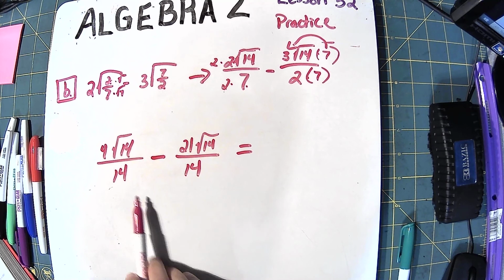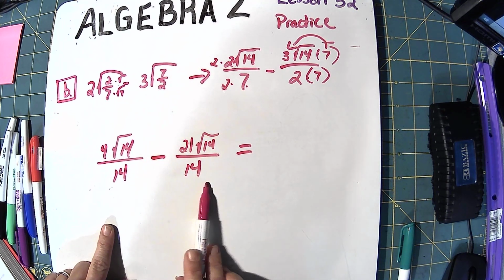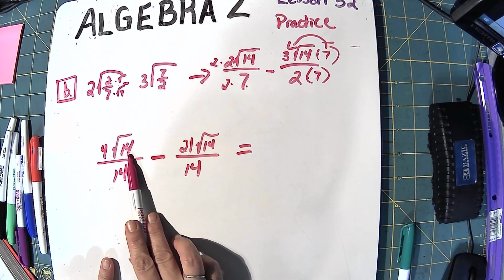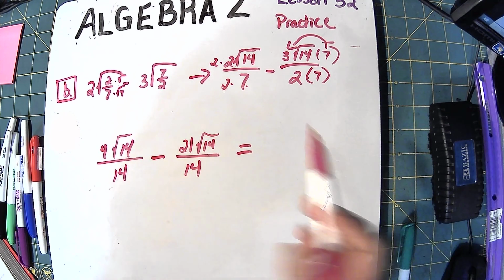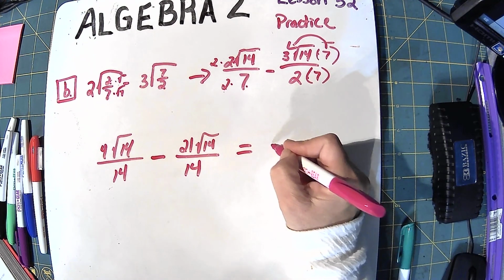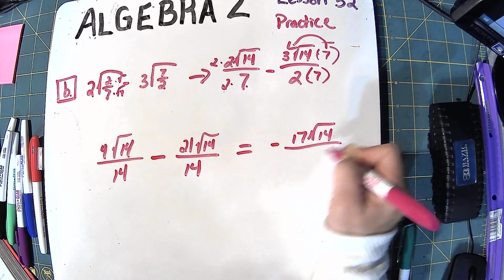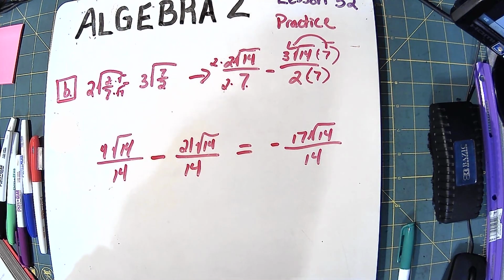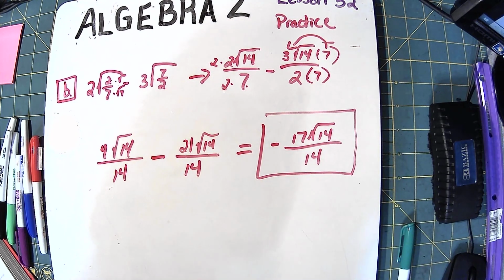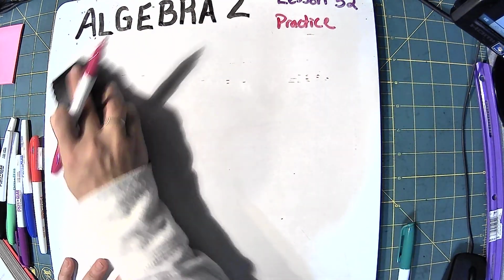So now I can subtract because I have a common denominator on the bottom. They're both 14, and these are like terms. 4 times square root of 14 minus 21 times square root of 14. 4 minus 21 would be negative 17. It's the square root of 14 over 14. And that is the answer to B. Okay. All right. Try another problem.